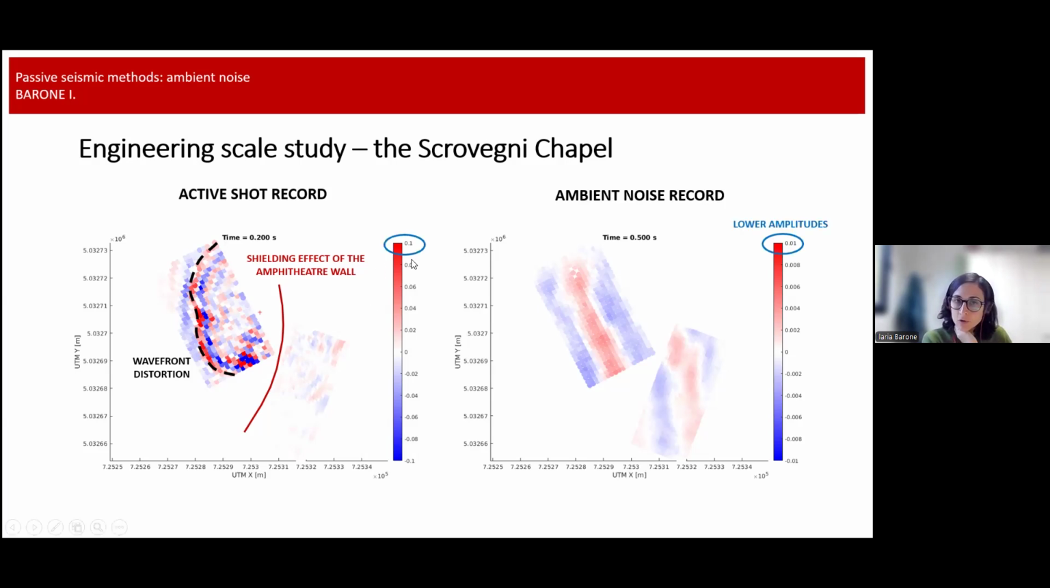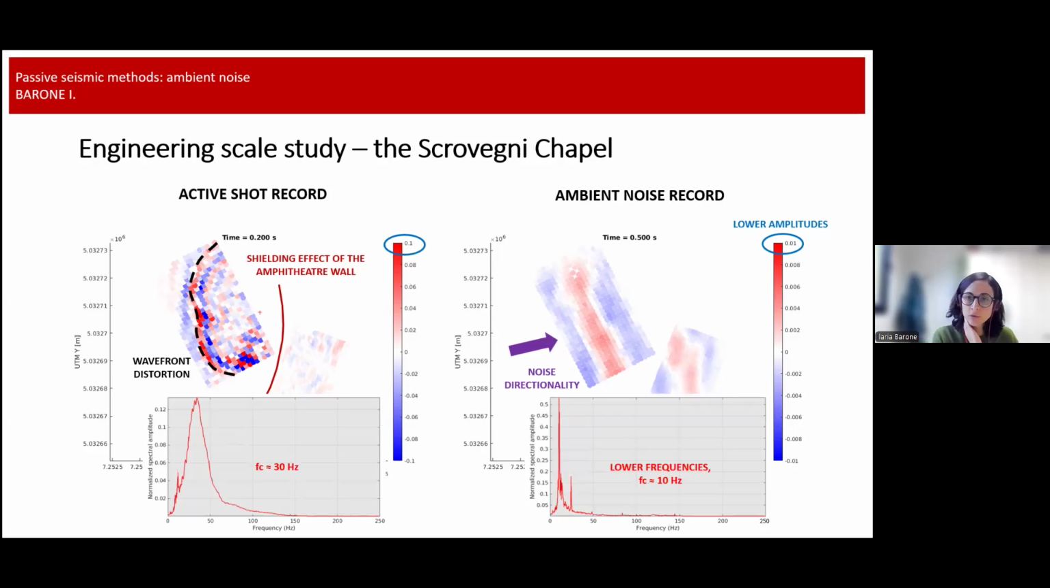Please notice also the scale that is different because, of course, ambient noise, although it's quite strong in that area, is not as strong as the active wave field. And I think you may have noticed that there is a preferential direction of propagation of the ambient noise from this side. And remember, on this side, we had the main road.